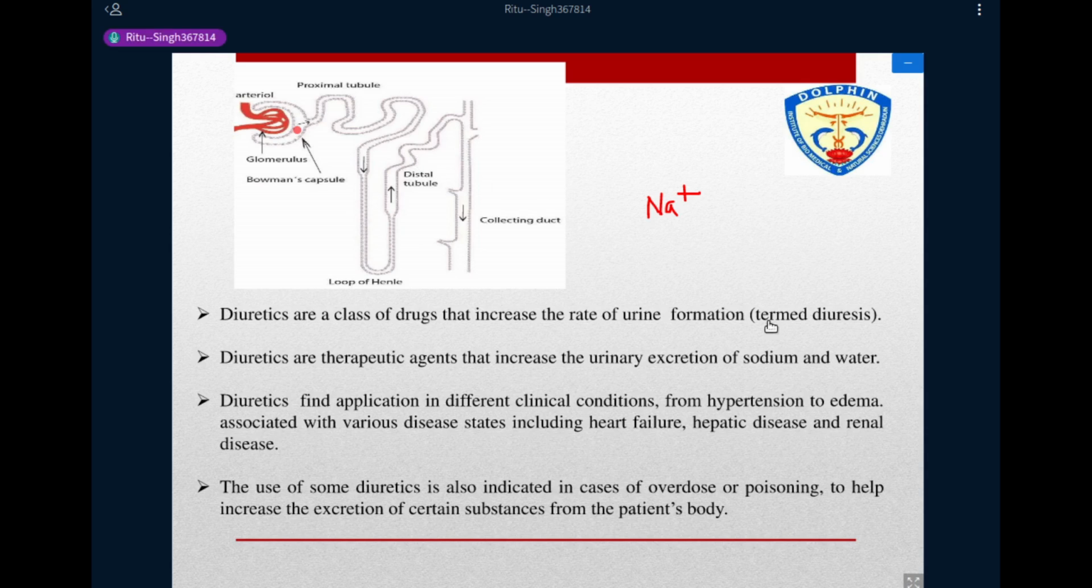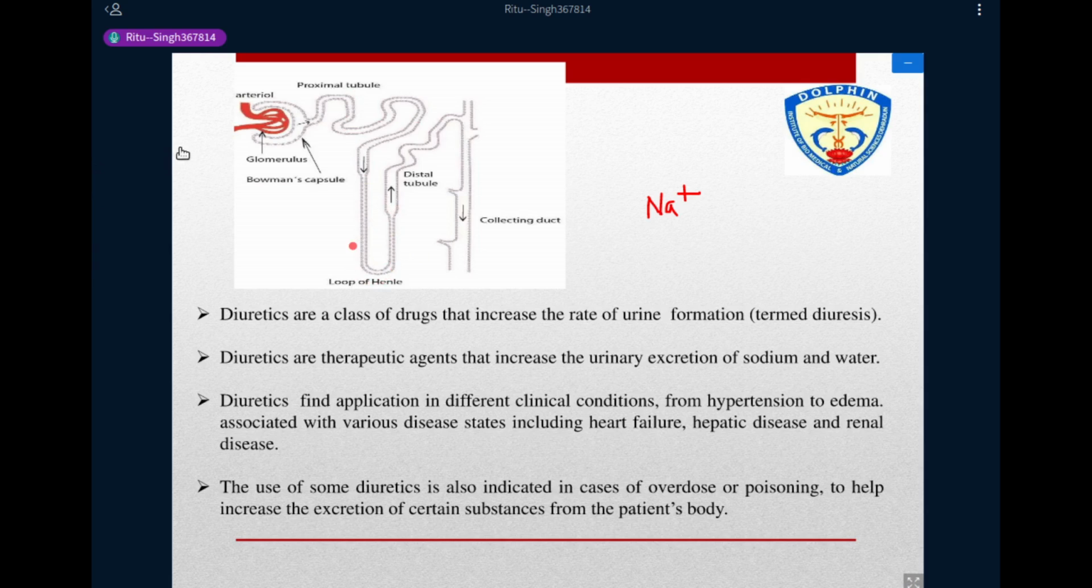And the glomerulus takes this filtered blood into the proximal tubules. So the proximal tubules reabsorb electrolytes, glucose, bicarbonate, and some amino acids. And this filtered blood then goes to the loop of Henle.